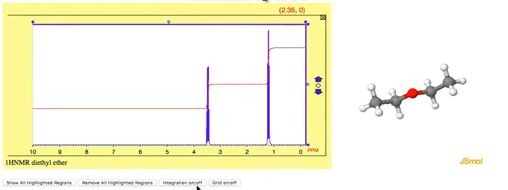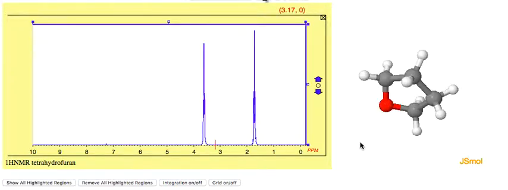Okay, and so when you see a 2 to 3 ratio and it's a quartet and a triplet, that's a really big sign for an ethyl grouping. That would be the area 3 here split by these, so it's a triplet. The area 2 here split by 3, so it's a quartet. So that's really, really indicative of an ethyl group.